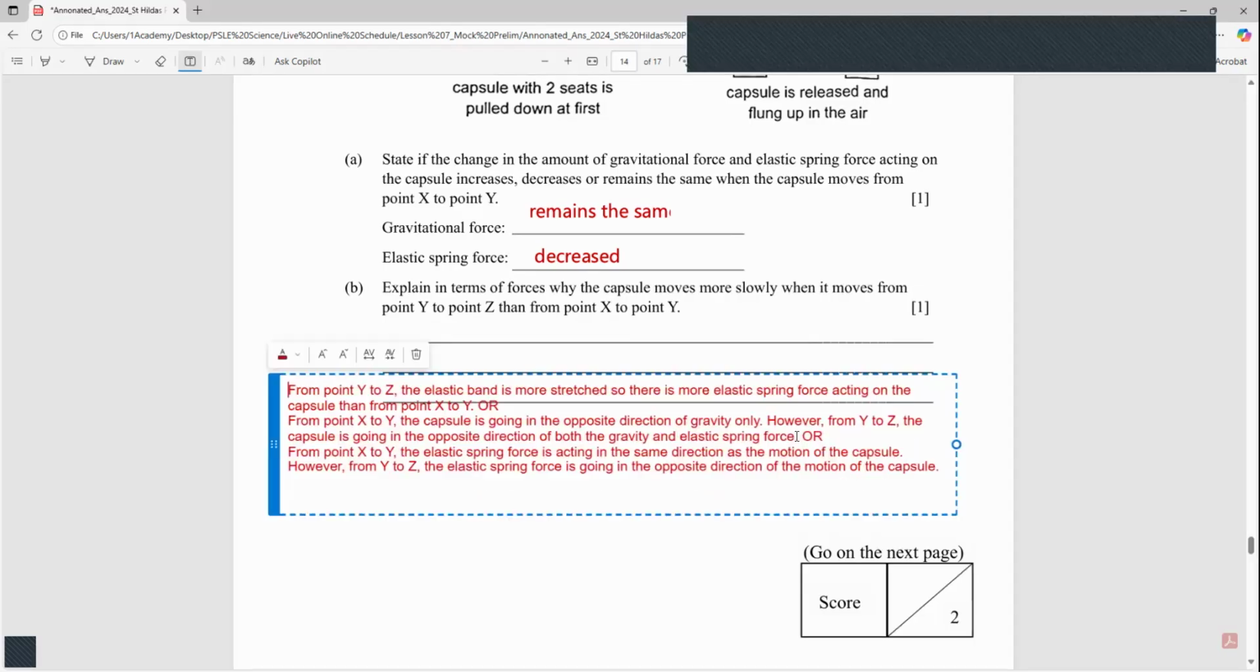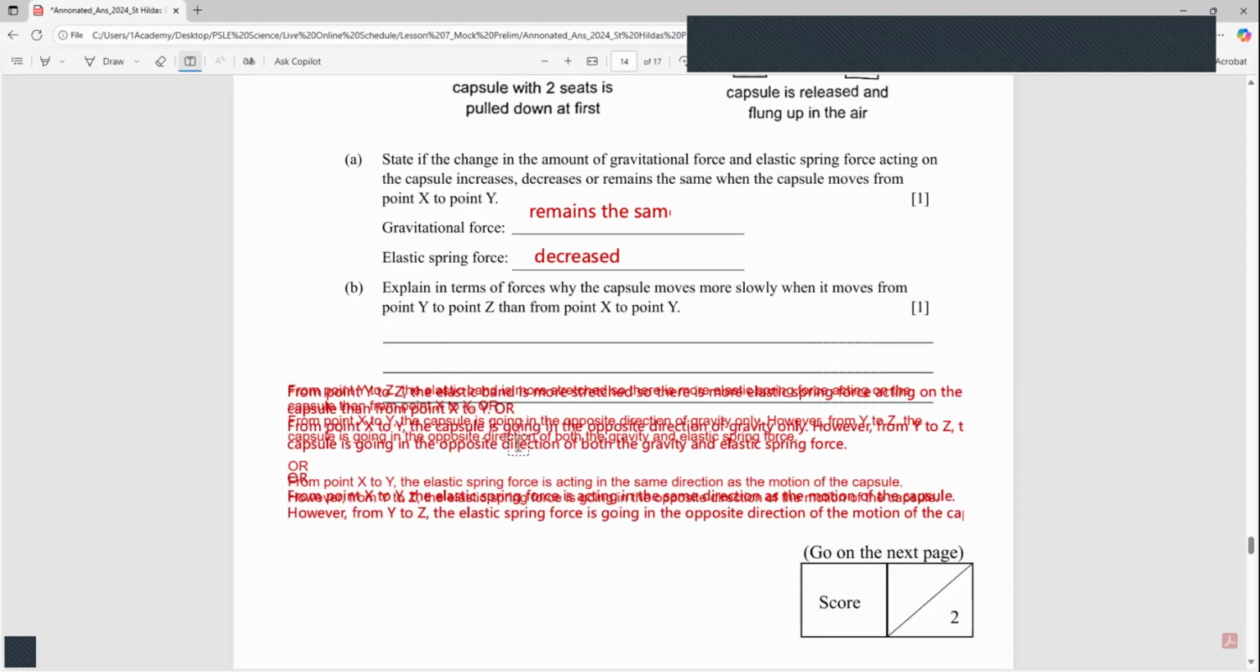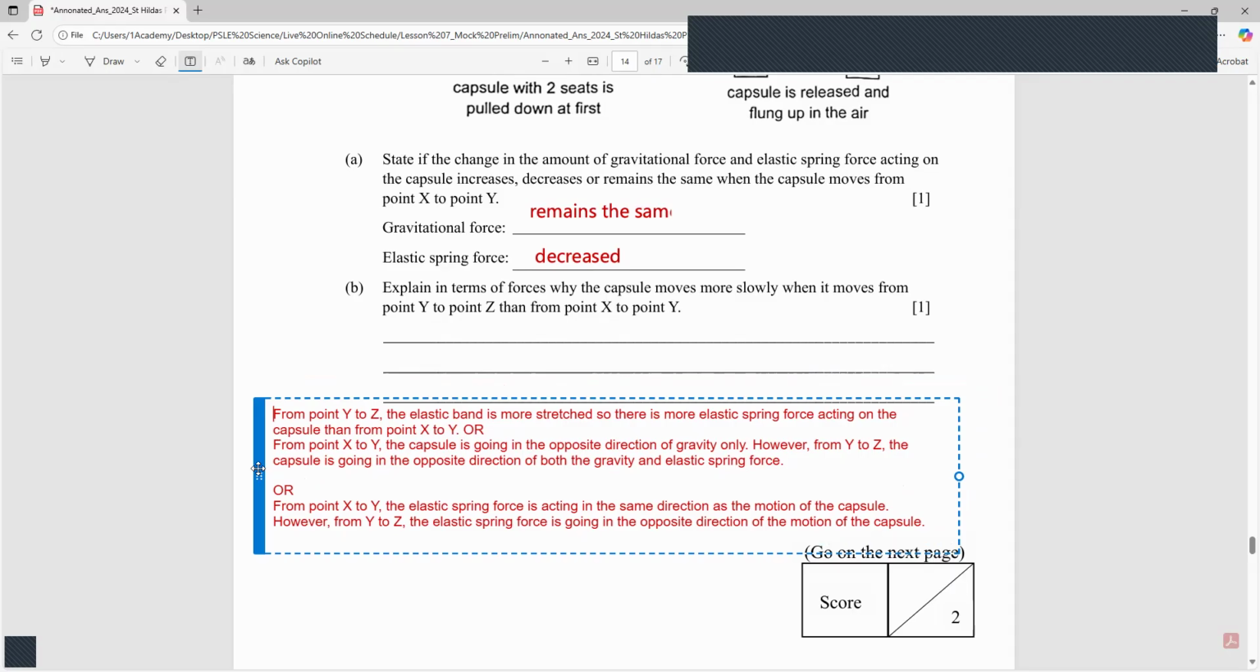Wait, this part. 615 already. Okay, I screenshot this answer for you first. Then you all go and digest this part. Okay, this part, you all take note. The answer is quite long. Try to digest this part.